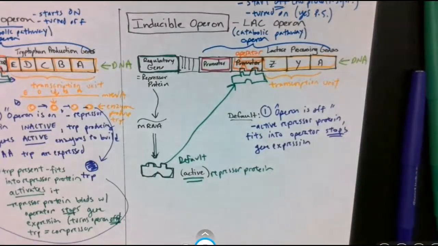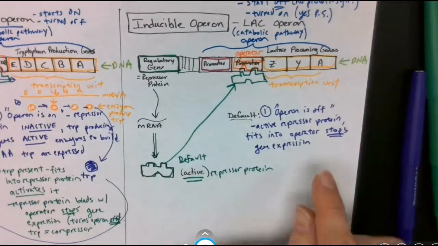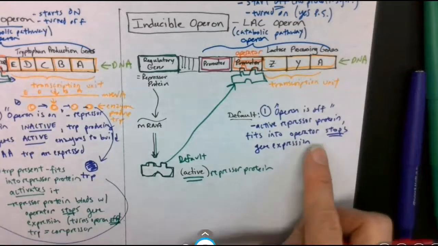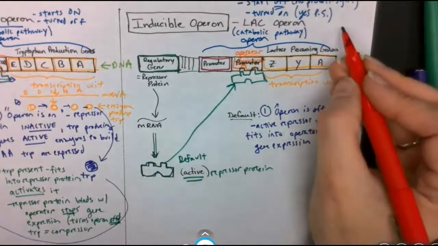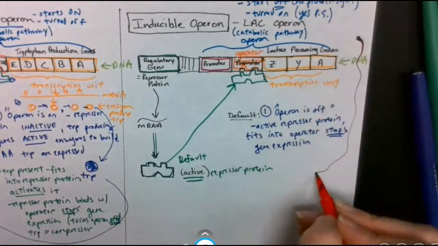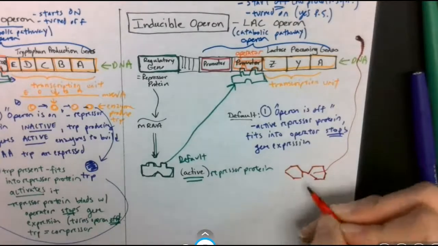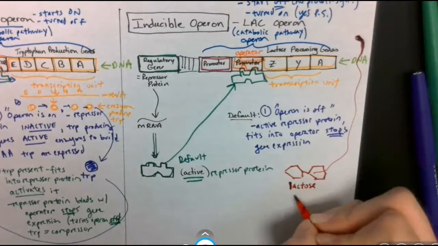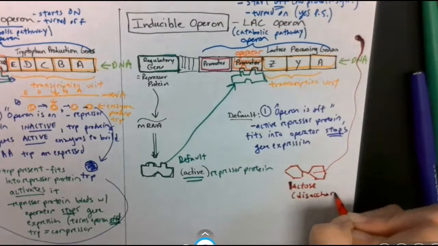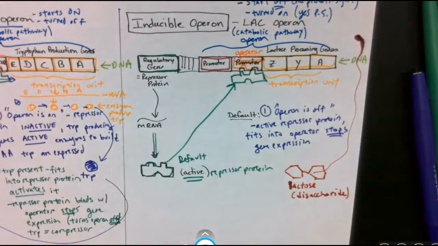However, what happens if you make some sort of sugar? Let's say you eat lactose and you want to break lactose down. A bacteria would not need the enzymes to break down lactose unless lactose was present. So let's say this little bacteria eats some lactose. Remember, lactose is a disaccharide. So we now need to make the enzymes to break lactose down.